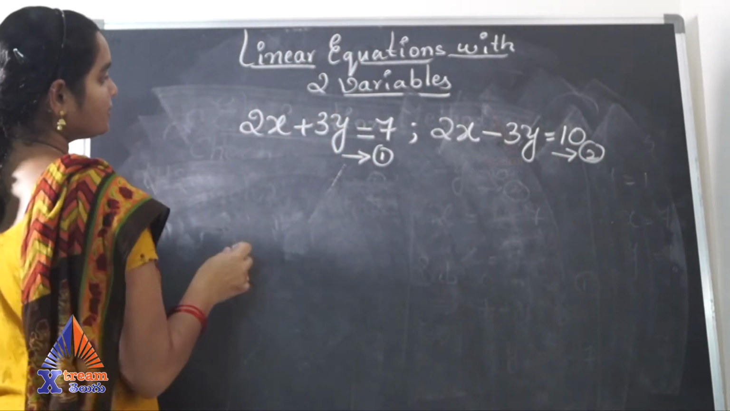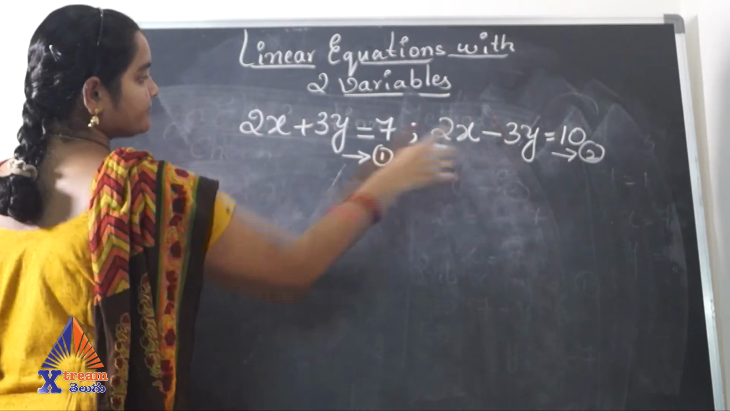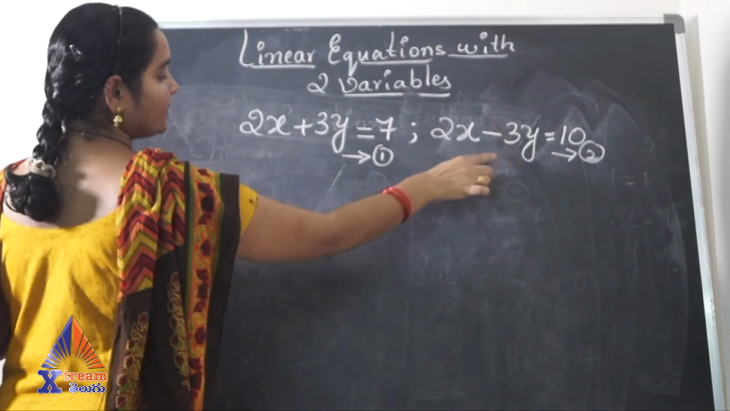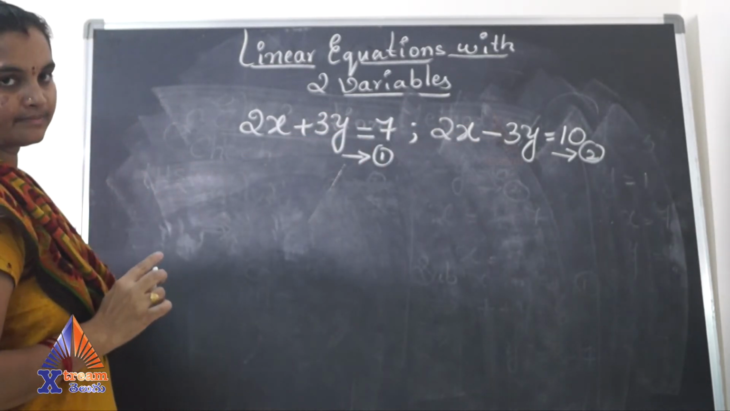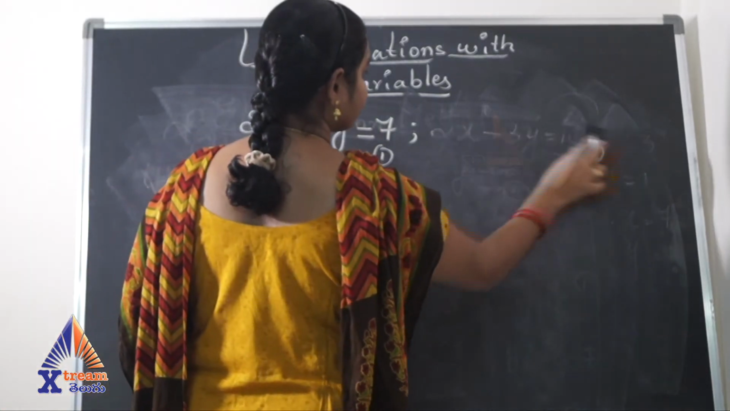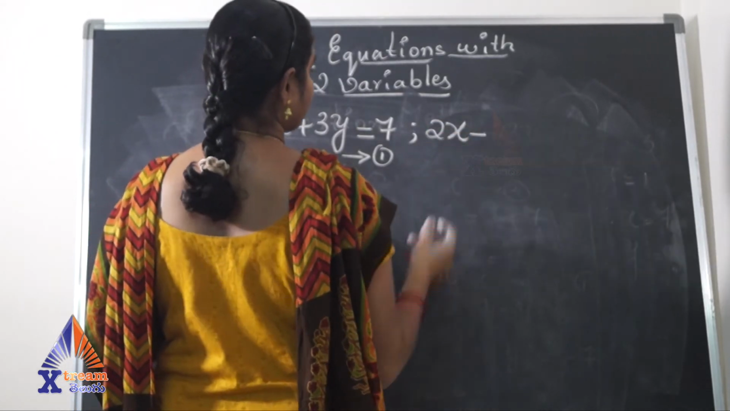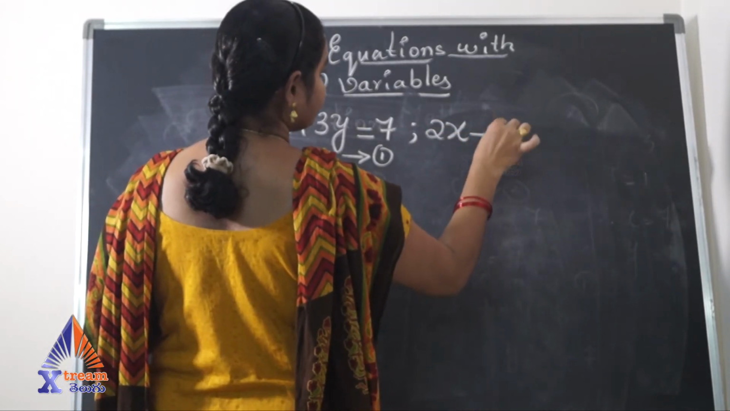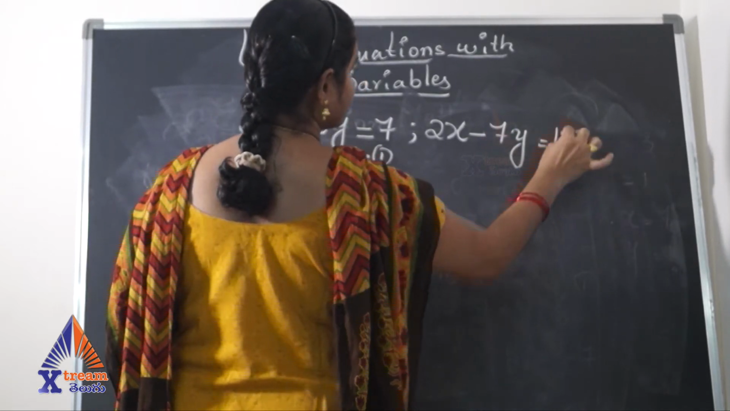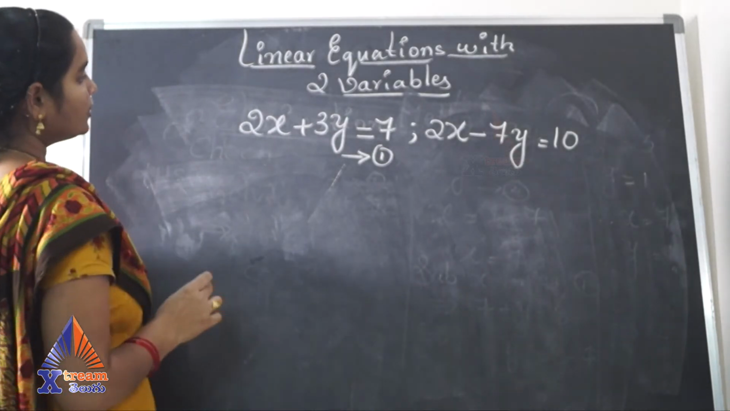Okay, so if you add them, there is a chance of cancelling 3y and minus 3y. Okay, I'm changing this equation. Let us take it as 2x minus something like 7y is equals to 10. Let's try with this. Okay, so what do we get?